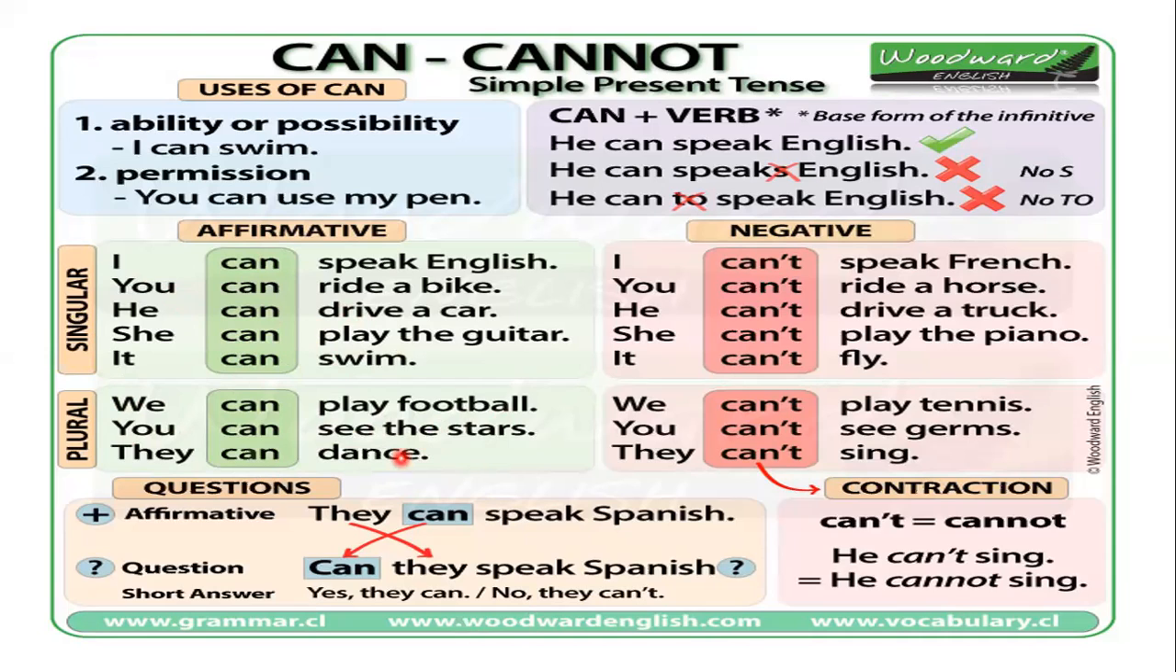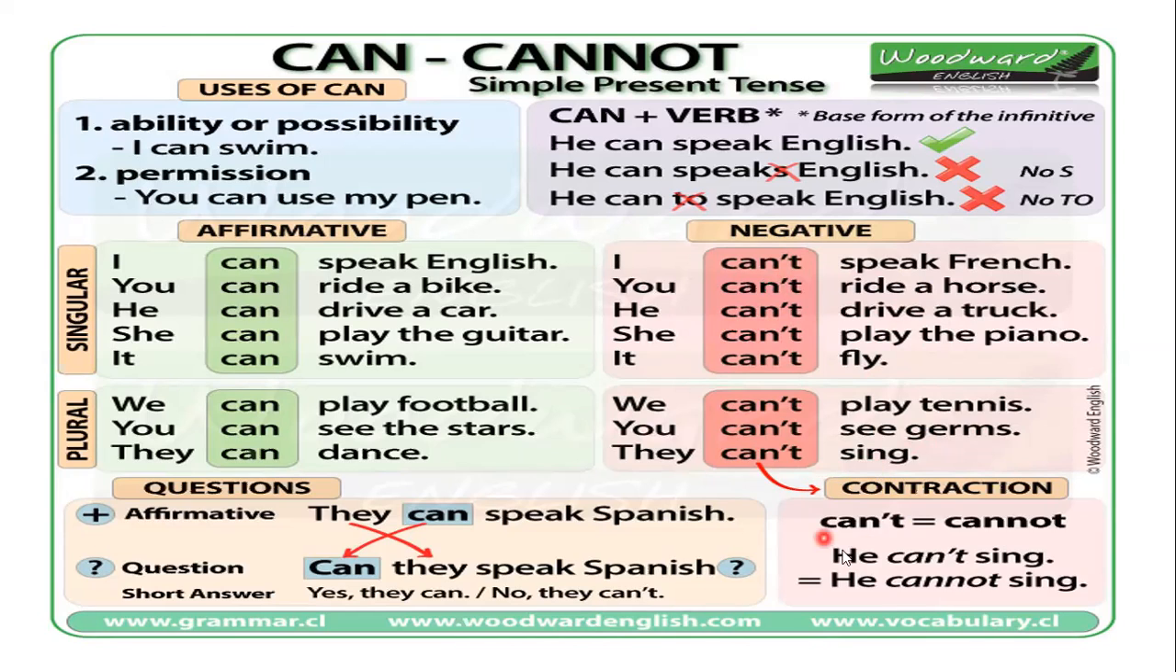So what can I do for the negative? Okay, you add, in this case, the contraction, right? The apostrophe and the T. And you say can't, as I was explaining at the beginning of the class. I can't speak French. You can't ride a horse. He can't drive a truck. She can't play the piano. It can't fly. We can't play tennis. You can't see germs. They can't sing.